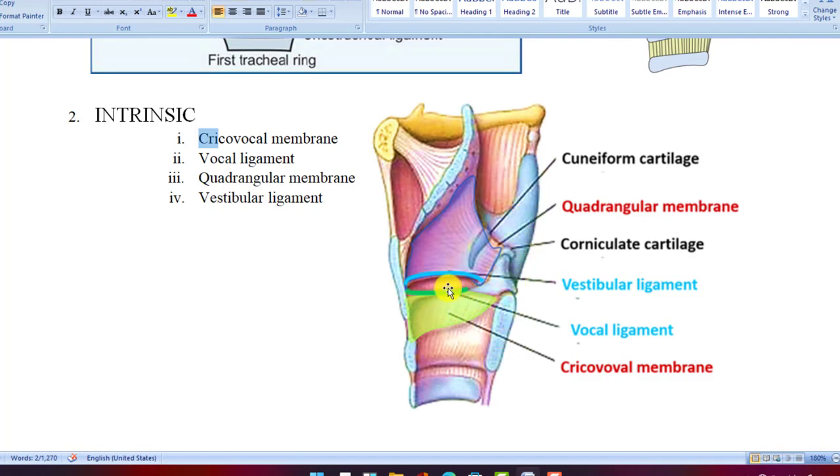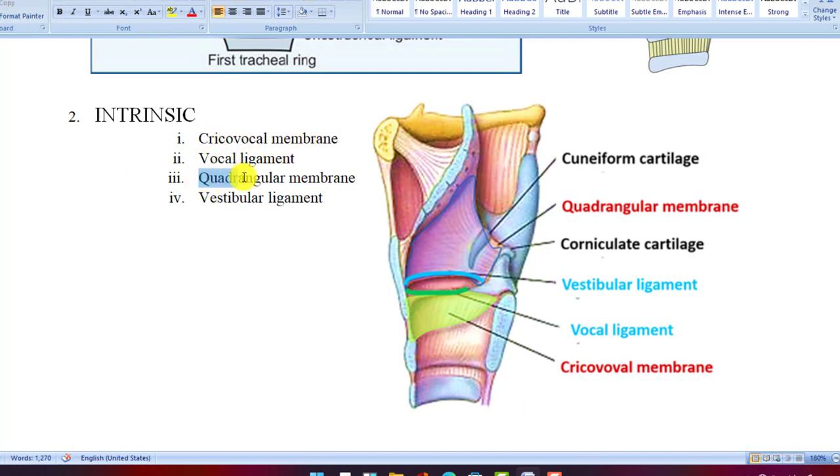So there are vocal ligaments present, right? You could say these are vocal ligaments. So in between there is a membrane between the cricoid cartilage and the vocal ligament. So we call it the cricovocal membrane, right? And then there are two vocal ligaments. One vocal ligament on the right side, one vocal ligament on the left side. Vocal ligaments are two, and the cricovocal membrane is also two.